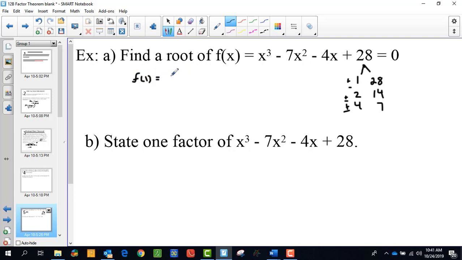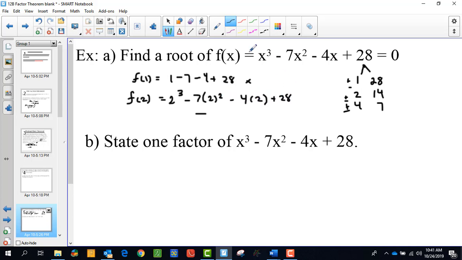My advice is to try the smallest ones first. So we go 1 minus 7 minus 4 plus 28. We say, nope, that doesn't work. Then we try f of 2. So we go 2 cubed minus 7 times 2 squared minus 4 times 2 plus 28. We see if that gives us 0.